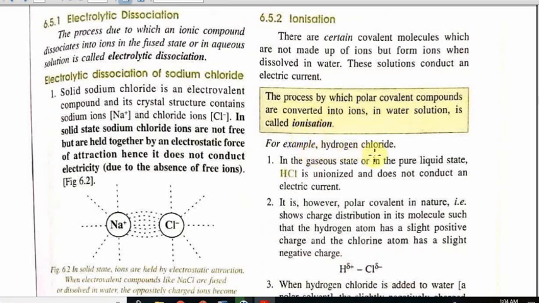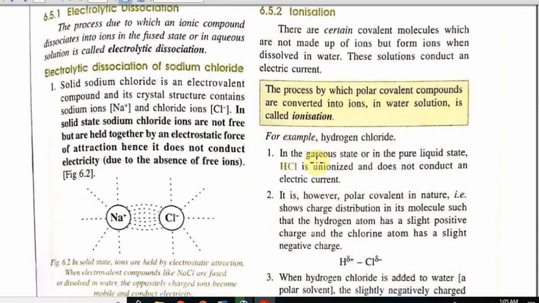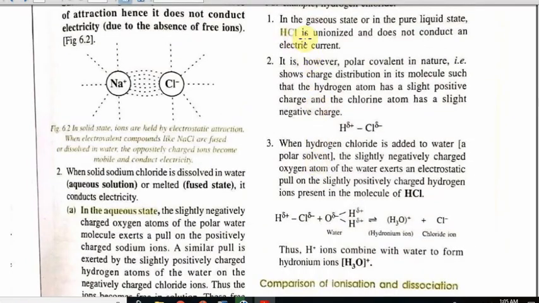For example, HCl. In gaseous state or in liquid state, HCl is unionized, hence it is a bad conductor of electricity. But when water is added, you can see slightly delta positive and negative charges are acquired. So they are actually dipole molecules. We have studied about dipole molecules in great detail. Now this in aqueous solution conducts electricity.